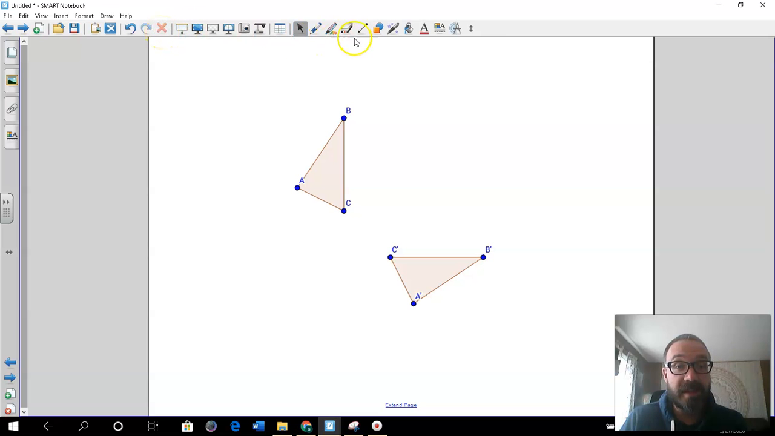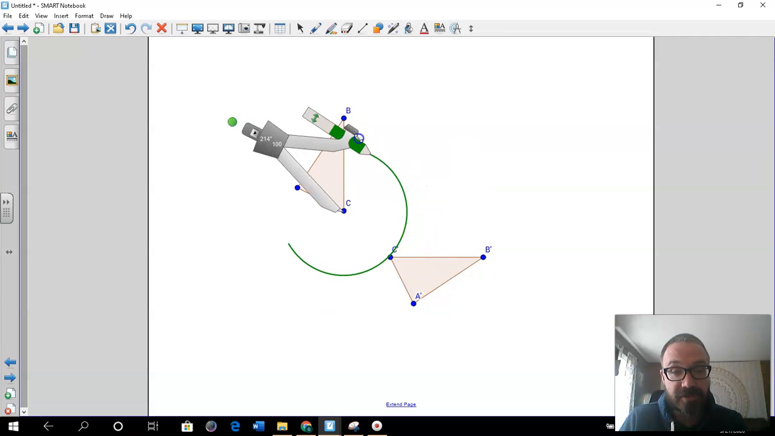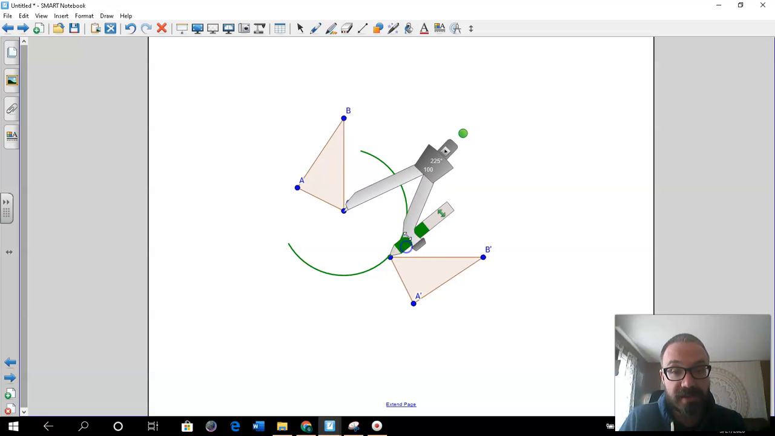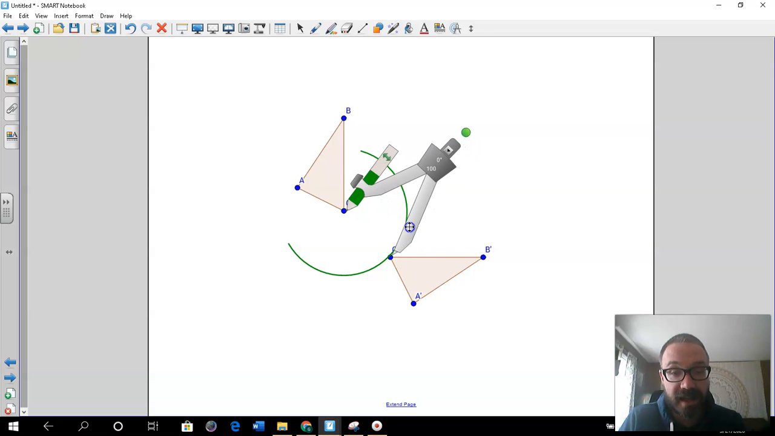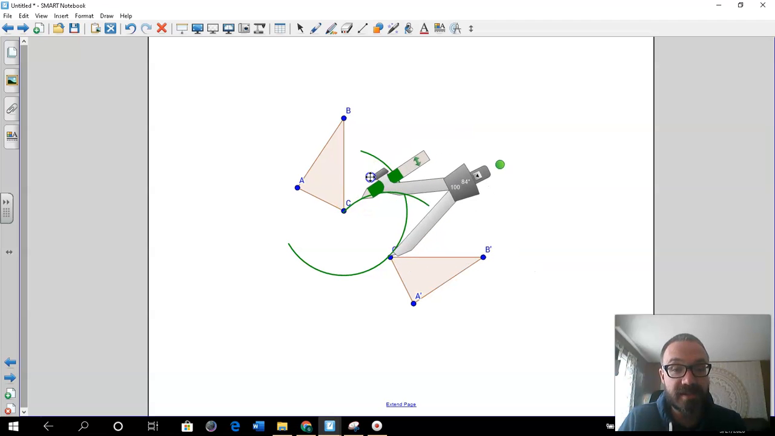So let me get my construction tool here. And you can pick any pair of corresponding points. I'll just pick C and C prime, but this will work for any of those. And so you make the construction as you normally would. And we know any point on the perpendicular bisector is equidistant from the endpoints.